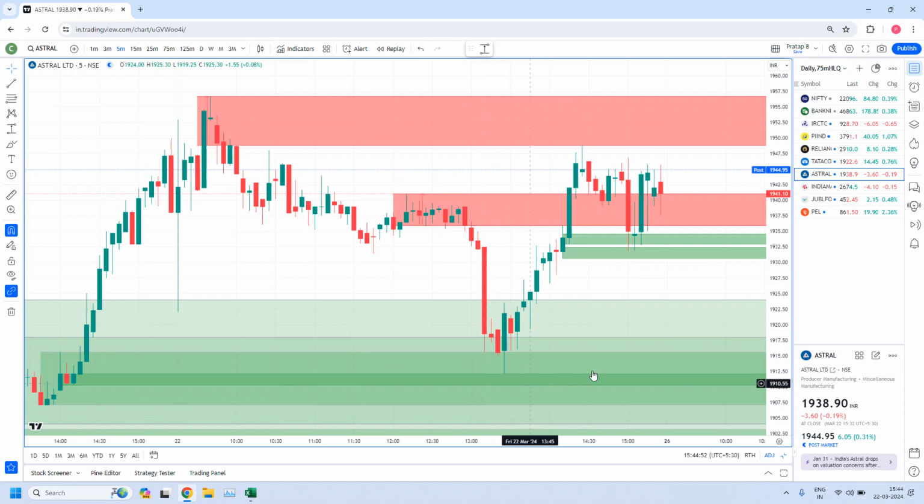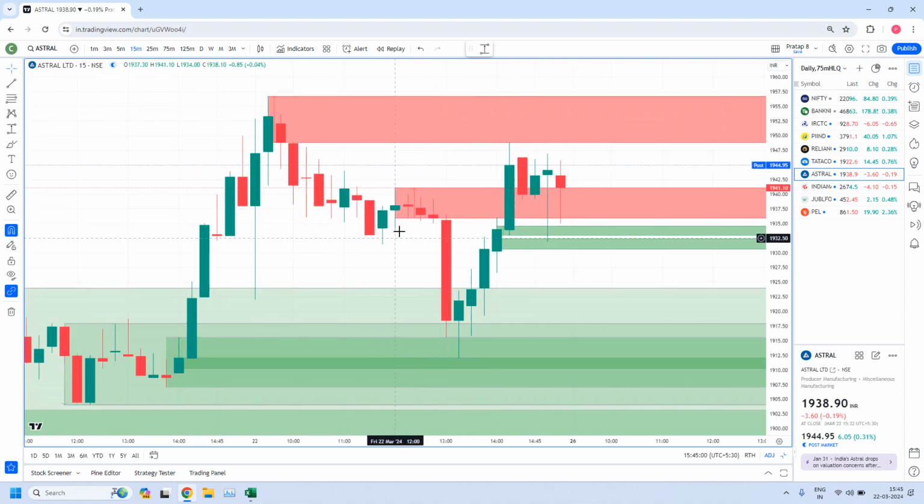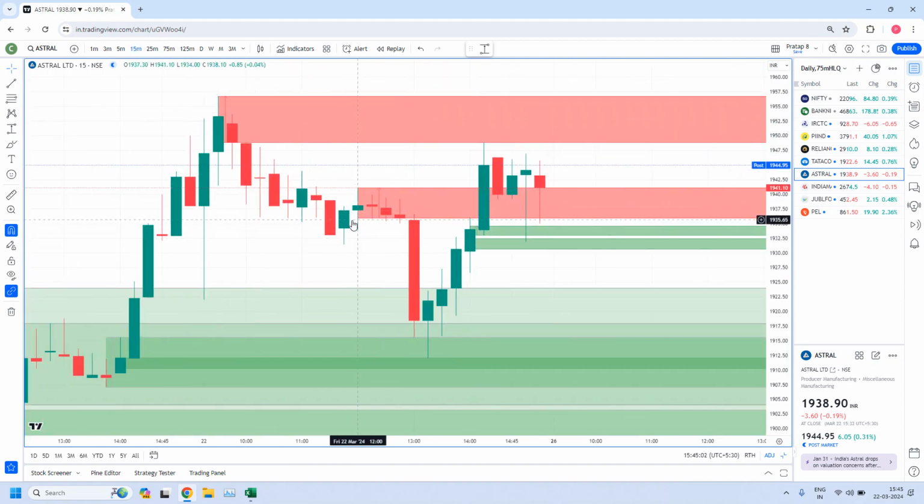So what is the target? The target is the immediate 15 minute zone. So this is the one. We have a leg-in ERC candle, 3 base candles and a drop. This could be our target. And above that there is one more target. We have a rally candle, base candle, drop candle. This could be our second target.